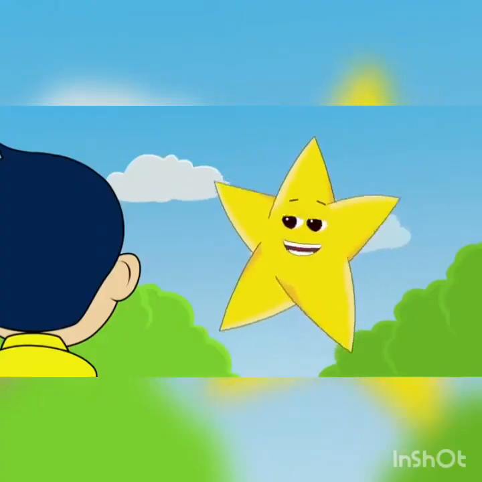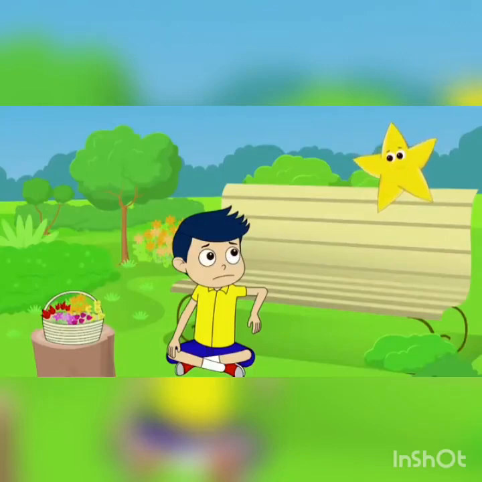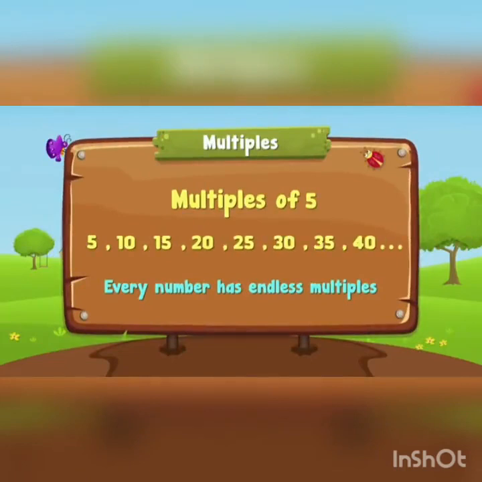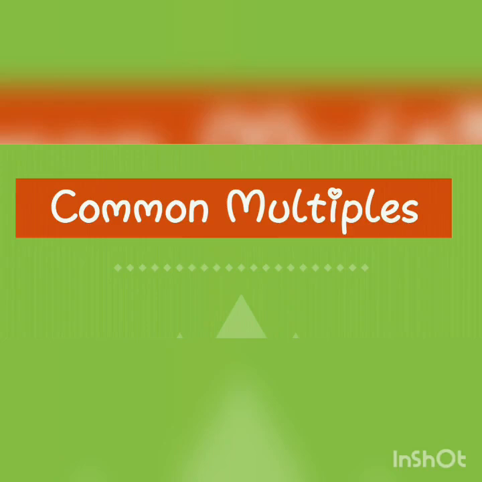Exactly. Very good, Kabir. Now let us discuss some properties of multiples. Every number has endless multiples. A number is a multiple of itself. Every number has common multiples.